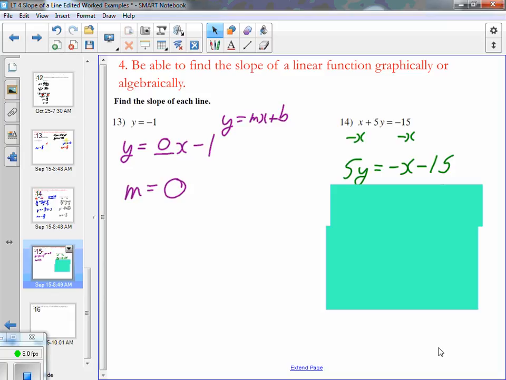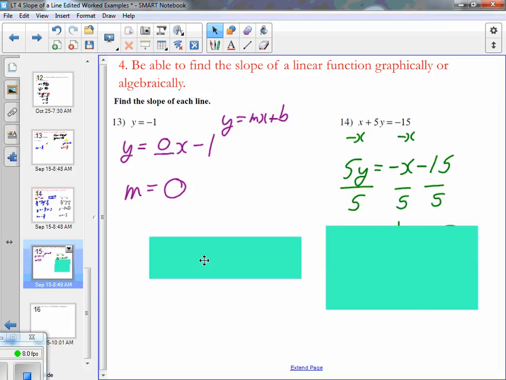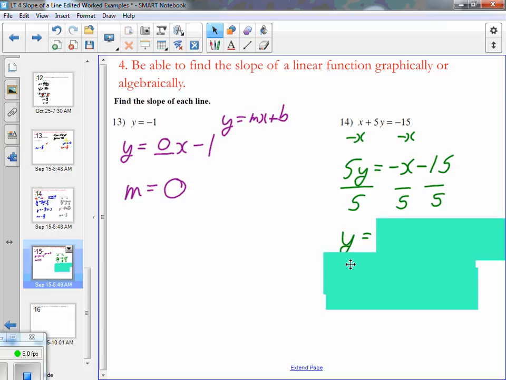Did you start off by subtracting x from both sides? So you got 5y on the left, and then negative x minus 15 on the right. What do we do next? Divide everything by 5, like that? Okay. Now, on the left side, 5y divided by 5 is just y. I was a little worried about what right here. What's negative x divided by 5? Not negative 5x, negative 1/5 x.